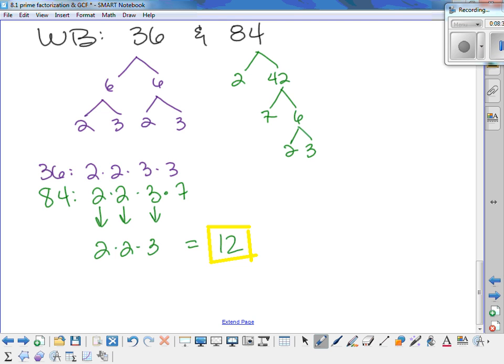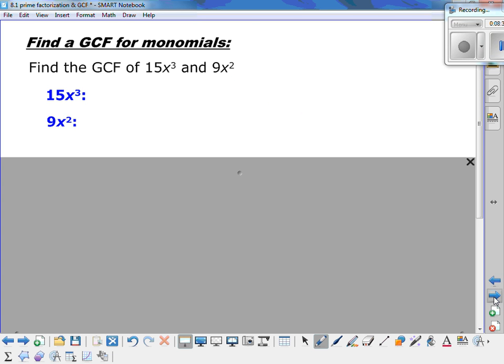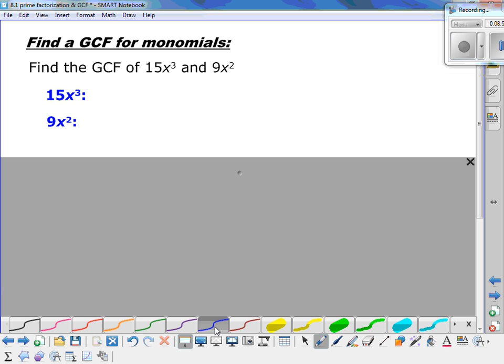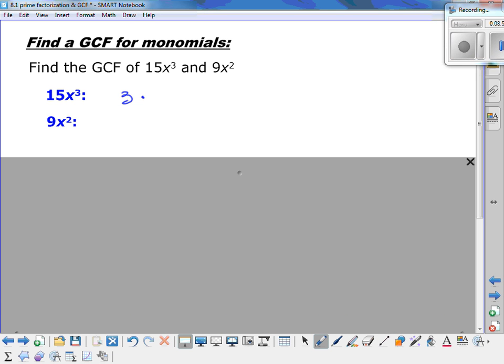All right, now we're going to do it with monomials. So it's the same idea. You want to find the biggest number that'll go into 9 and 15, and then you figure out what's the most exponents that you have, basically. So if I write out my factorization for each of those, 15x cubed, that's 3 times 5 times x times x times x, right? And 9x squared is 3 times 3, and then I just have 2 x's.